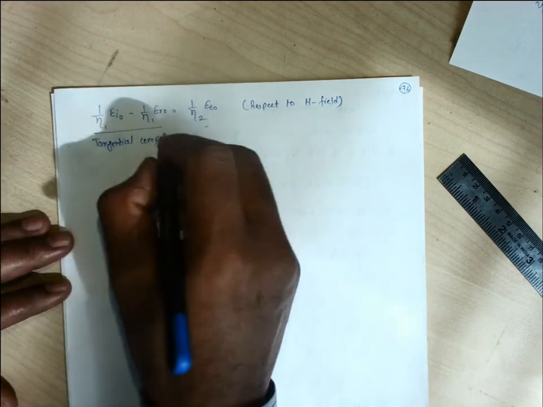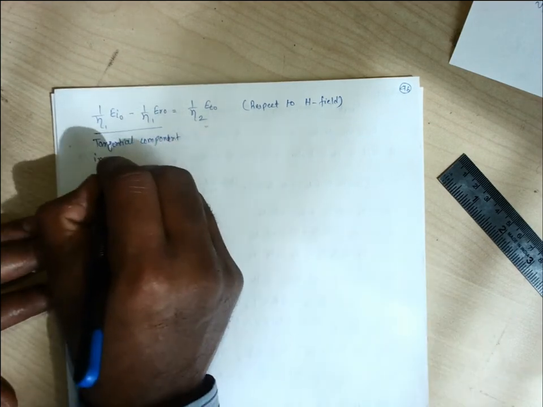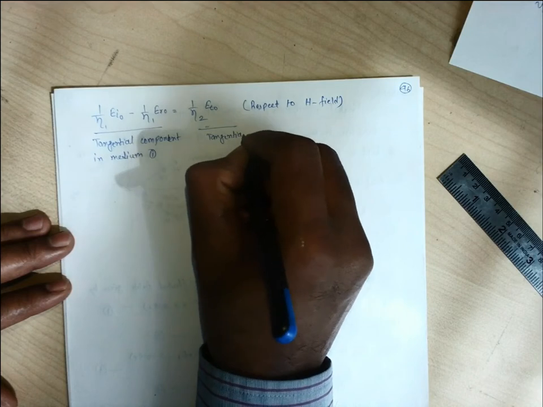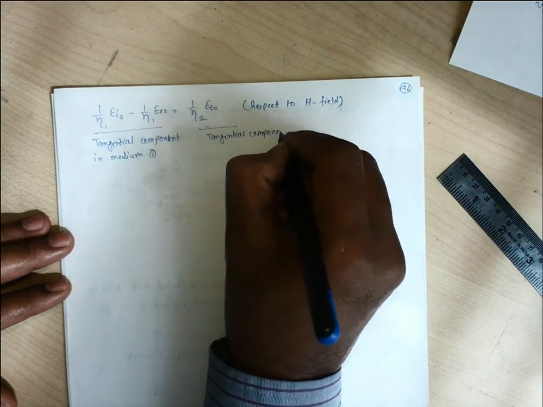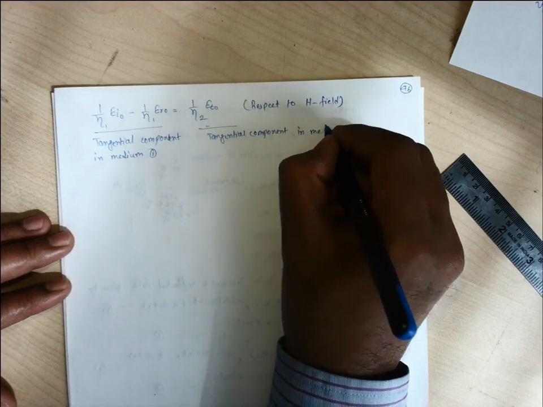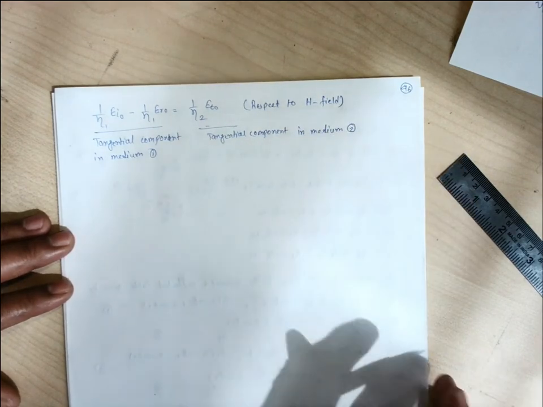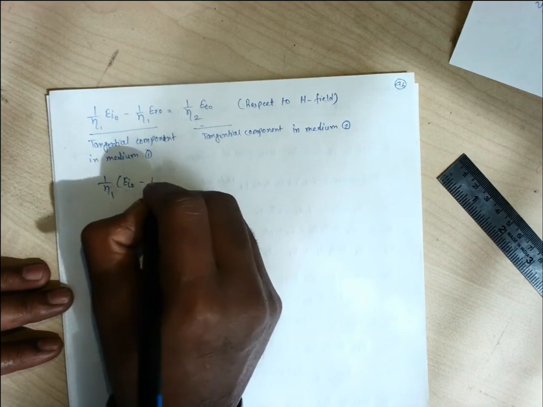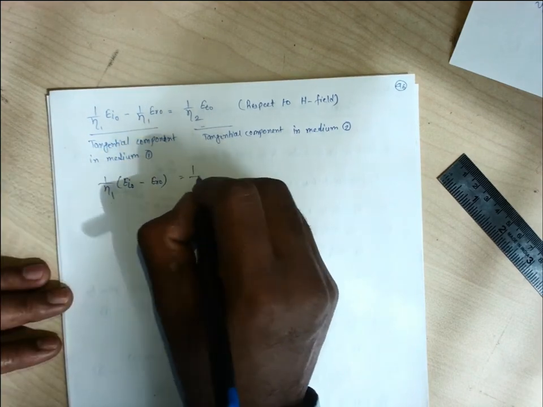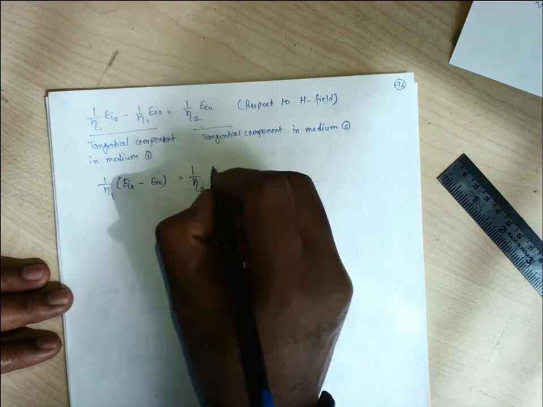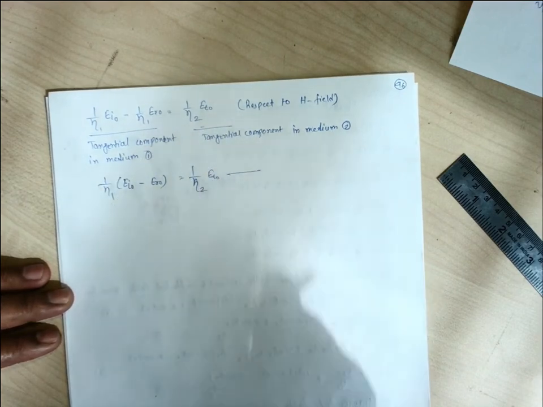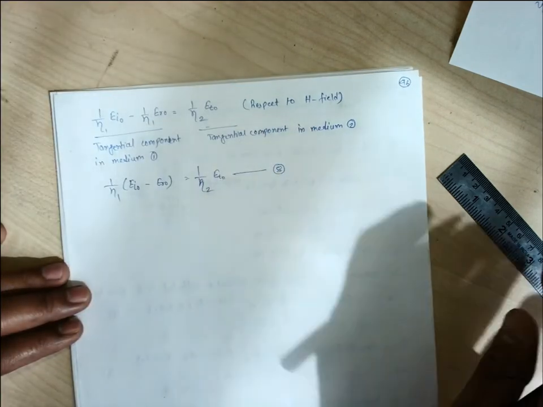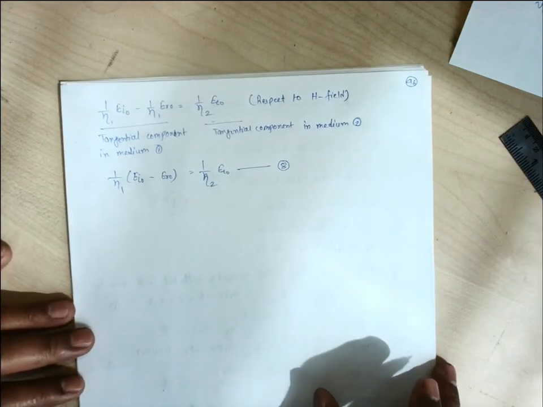Component in medium 1. This is tangential component in medium 2. So it can be written as one by eta 2, equation number 8.